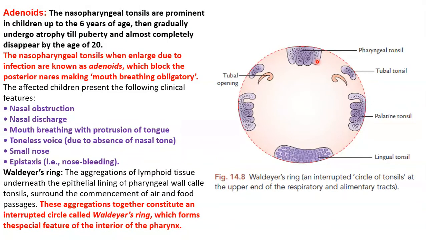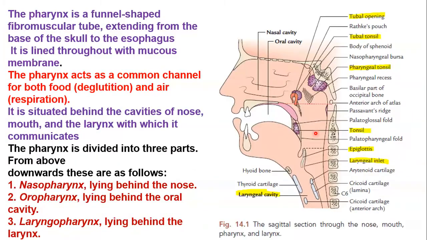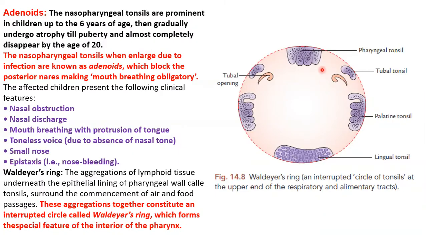Now you can see this. These are the tonsils present in the form of a ring, and this ring is known as Waldeyer's ring. There is an important point: this nasopharyngeal tonsil enlarges in children up to the age of 6 years, and this condition is known as adenoid. Then it gradually atrophies till puberty and almost completely disappears by the age of 20.